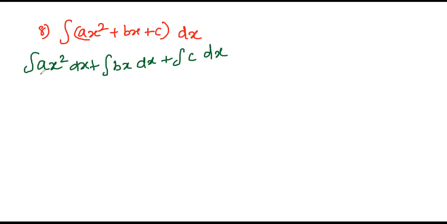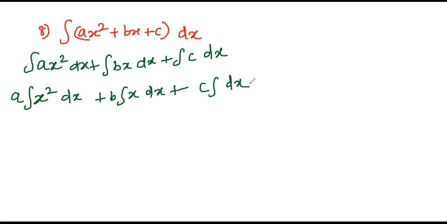Here the alphabet a is in multiplication with x square. As I said earlier, you have to take the constant which is in multiplication with the x square, take it out. Here also, you are integrating with respect to x. So b is absolutely a constant. Here also, c. And it can be written as c into 1.